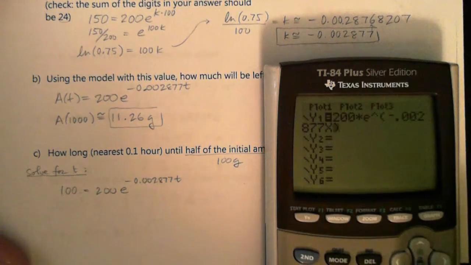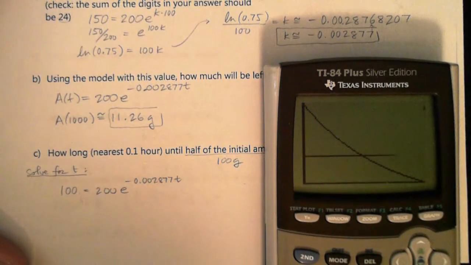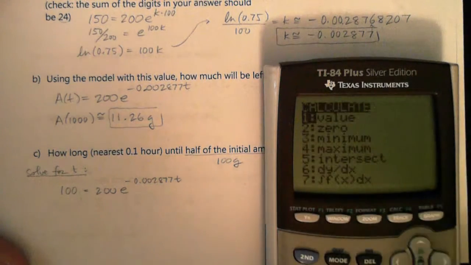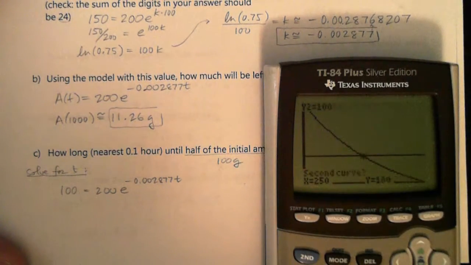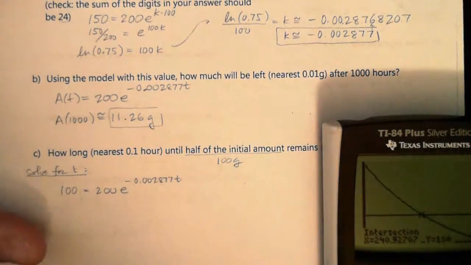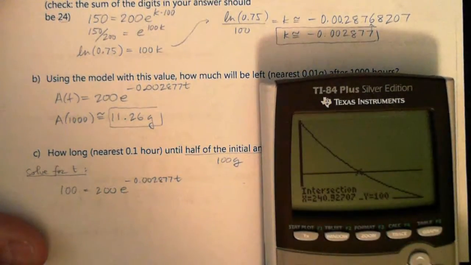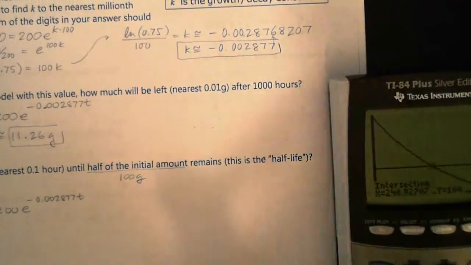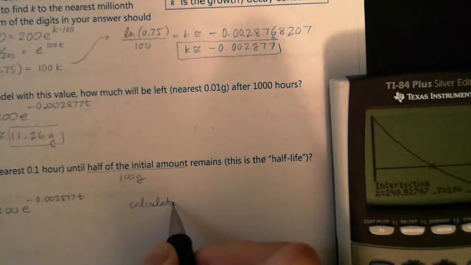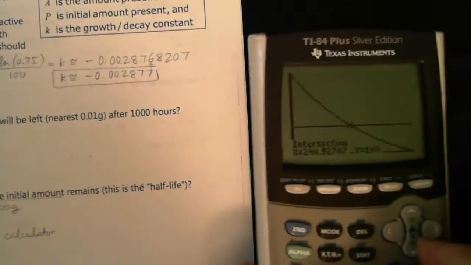And if we were to draw a horizontal line at level 100, we can see very nicely it intersects our graph. And second calc, intersect, first curve, second curve, guess, 240.9 to the nearest tenth. Okay, 240.9. So on a calculator, we would do it like that.